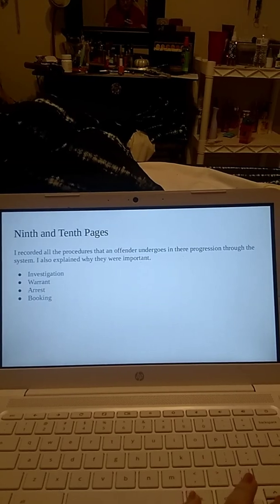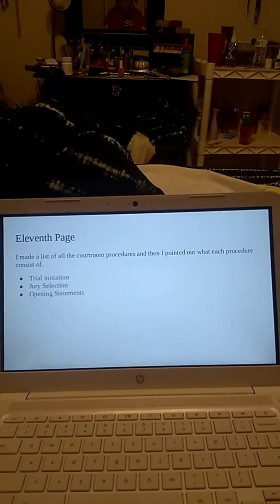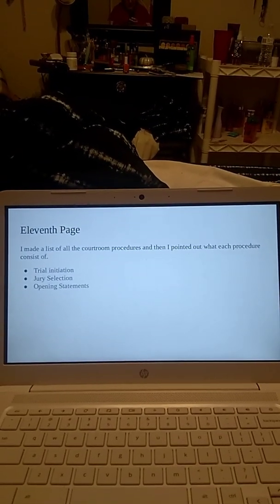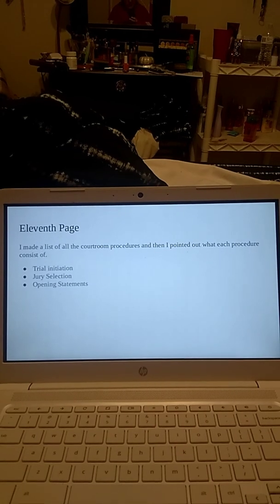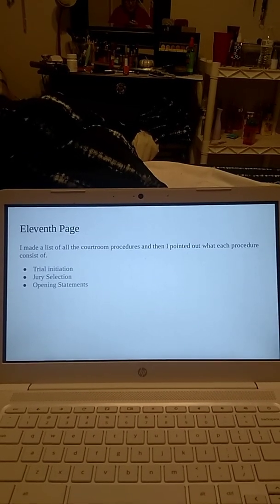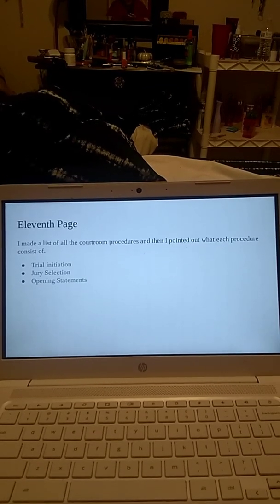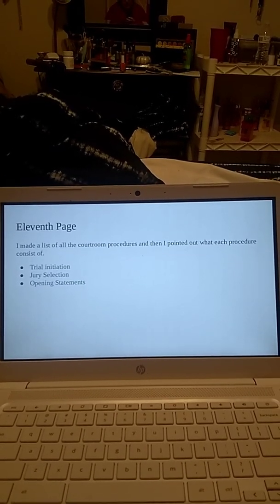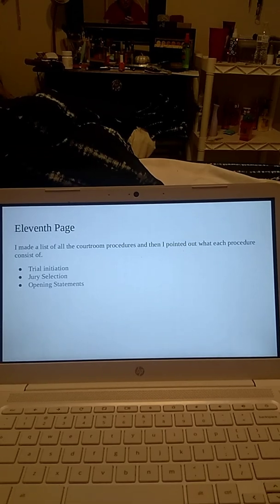On the last and final page of my essay, I made a list of all the courtroom procedures, and then I pointed out what each procedure consists of. Some of the procedures are trial initiation, jury selection, and opening statements. In conclusion, this was my final paper.